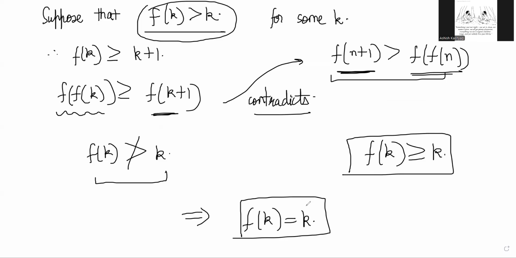Basically, we end up with the condition that f of k is greater than or equal to k, right? And then we have done a contradiction here that greater than k will violate the initial inequality. Therefore, it cannot be greater than k and it must be equal to k. So that is a nice problem where we exploited the well ordering principle.